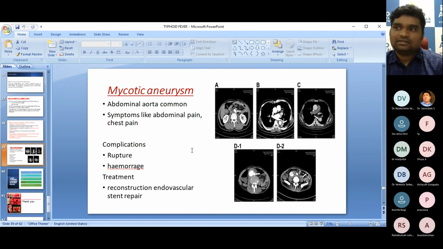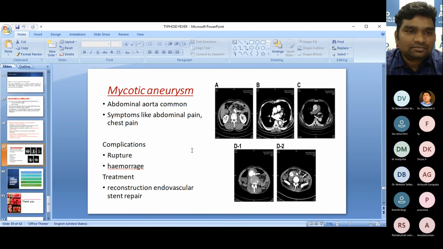The antibiotics we use here are the third generation cephalosporins, and if the patient is in shock, we have to use meropenem. These are the antibiotics we will use in the following situation.